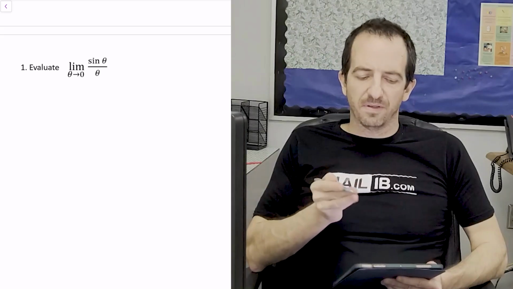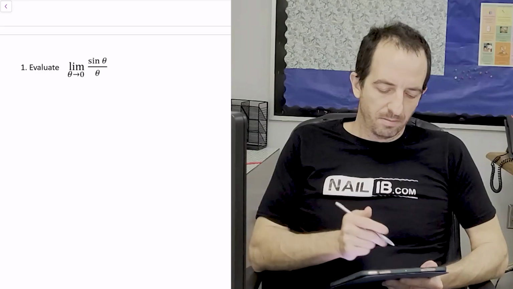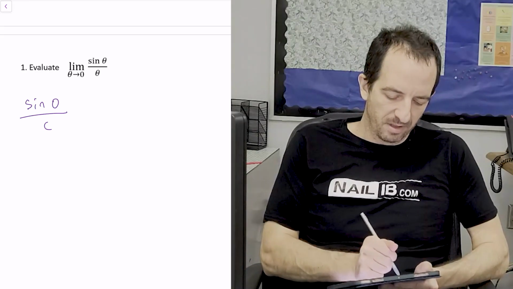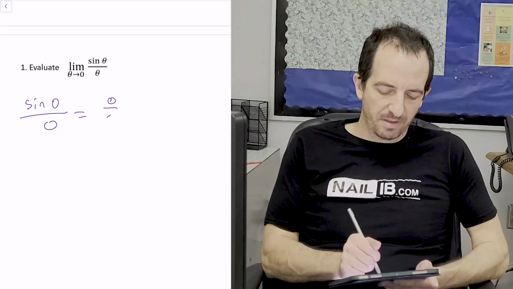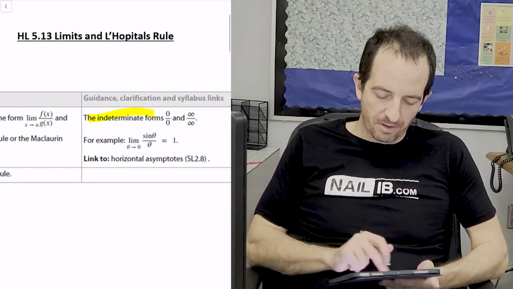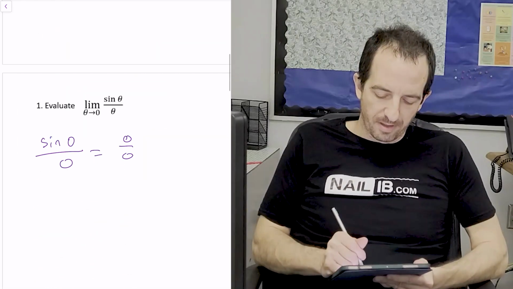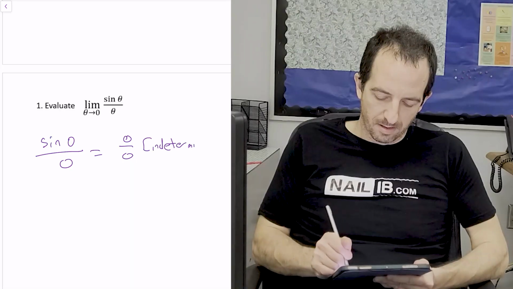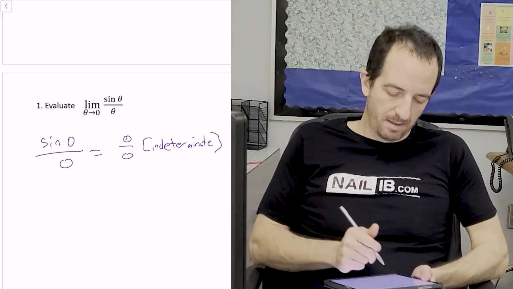So with a limit, the first step is we want to simply substitute in the value that we're approaching. So this will be, in this case, sine of 0 over 0. Sine of 0 is equal to 0. We get 0 over 0. We see that that's the form that we need. That is this indeterminate form. And as a result, we could apply L'Hopital's rule.